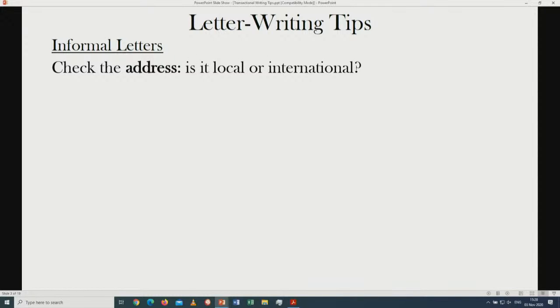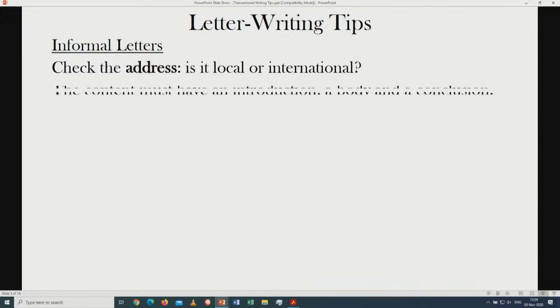Now, this is the only potential trick on the informal letter. You must check, is it within the boundaries of the country or is it international? If it is international, then you have to include the country in your address. If it is not international, then you don't include the country in your address. Okay? Now, as is the case with an essay, it's introduction, body, conclusion.